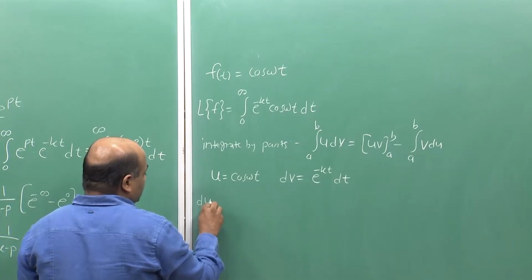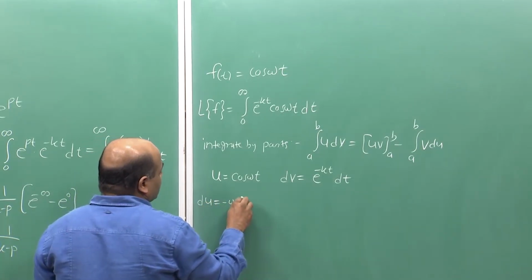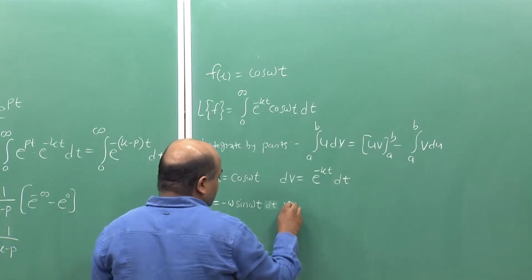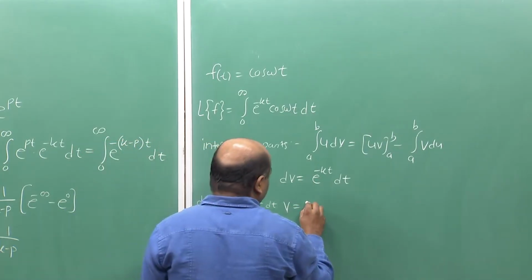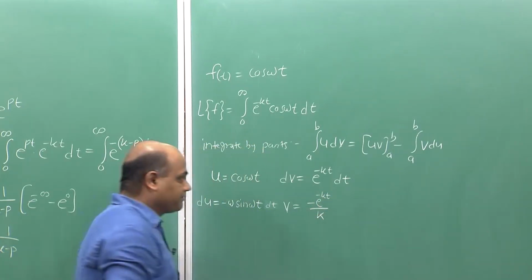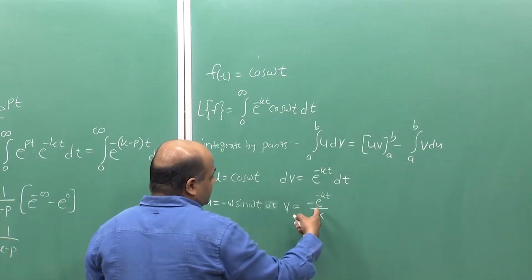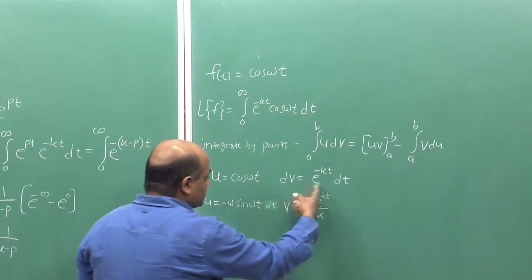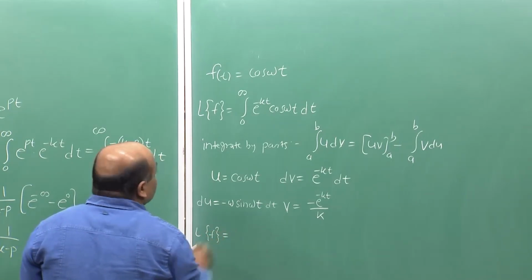So, obviously du is minus omega sin omega t, and v in this case will become minus e to power minus k t by k. If you take the derivative of this, it will be minus k e to power minus k t divided by minus k, so it will get back this one.